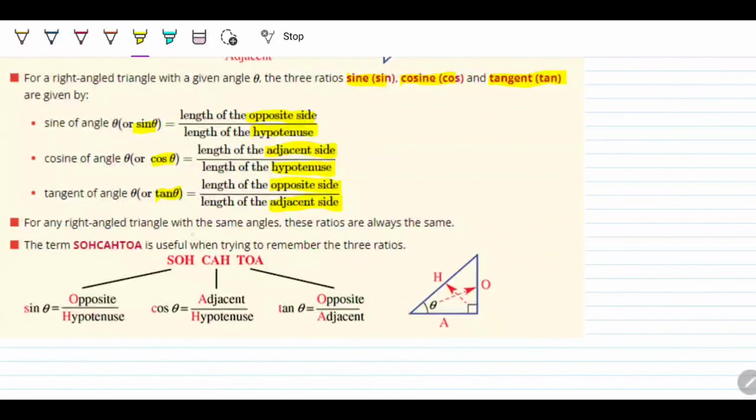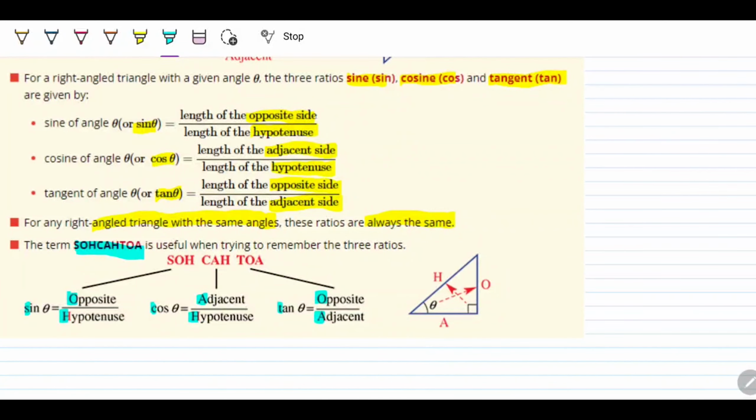For any right angled triangle with the same angles, these ratios are always the same. Okay, so remember it needs to be right angled with the same angles. So the best way to remember what we've just said is SOHCAHTOA, this acronym here. So basically, sine is opposite over hypotenuse, cos will be adjacent over hypotenuse, and tan will be opposite over adjacent, SOHCAHTOA.